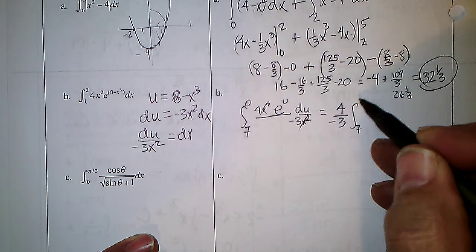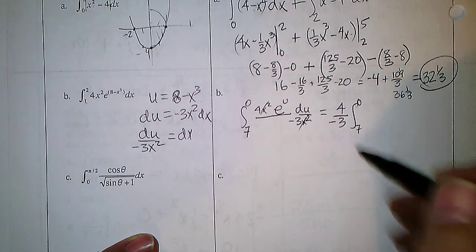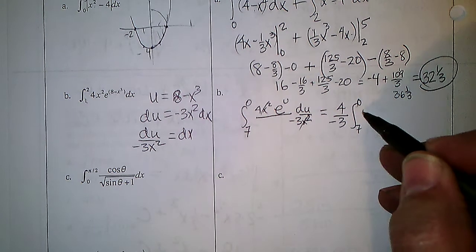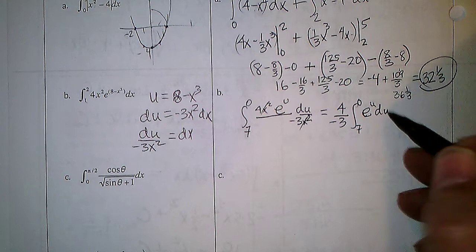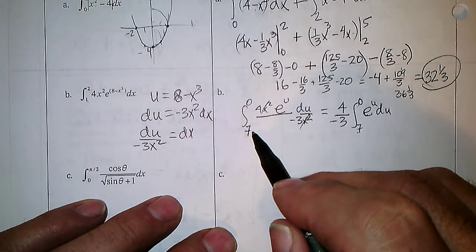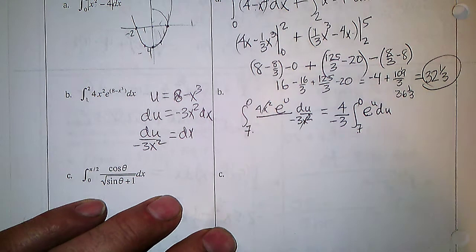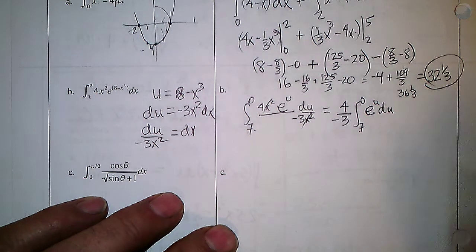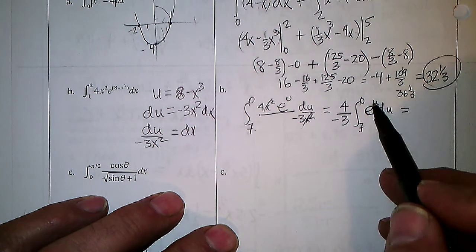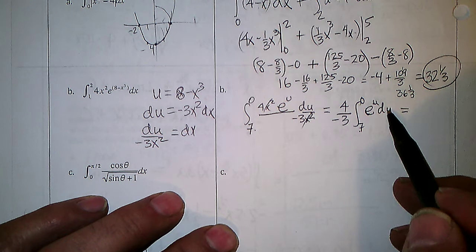Integral from 7 to 0, so it's backwards. I could change the sign and switch those, but don't need to. Integral of e to the u du. Oh, I've changed u, so I changed these, yes. So we're okay here. So then I can just integrate this, and the integral of e to the u du is just e to the u.